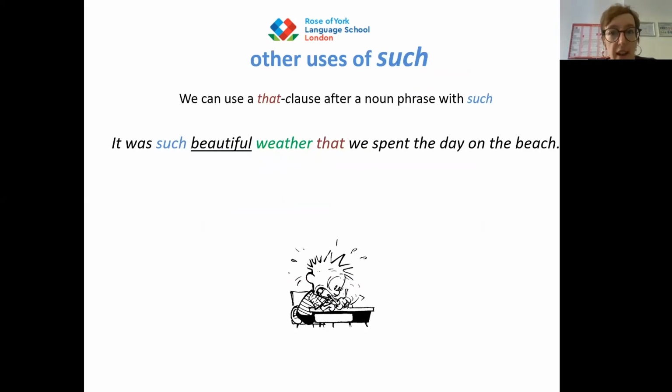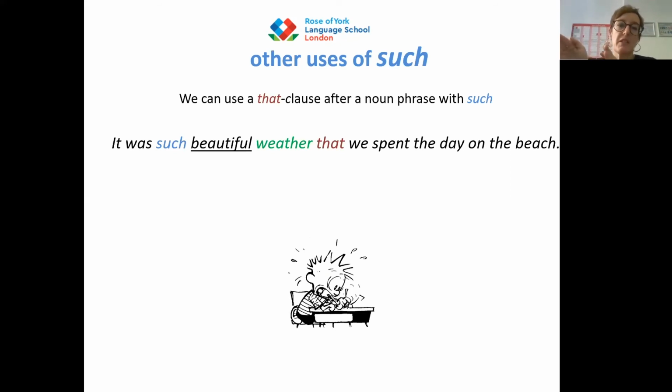Other uses of such. How else can we use such instead of using it in a short sentence like that's such a good film, that's such a good book? We can add a that clause after a noun phrase with such. This will enrich our spoken production. So you will speak and you'll be able to say a bit more, to describe something a bit more. So what happens when you have a that clause, which completes the first clause, the first part of the sentence?